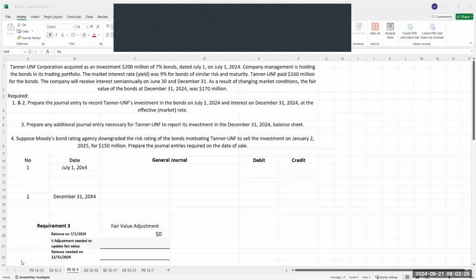So our first journal entry is as follows. Again, July 1st, we purchased these bonds. So how are we going to report it? It'll be investment in bonds for the 200 million. And again, similar to the previous problem, it wants us to round the answer to the decimal places. So 200 would be 200.0.